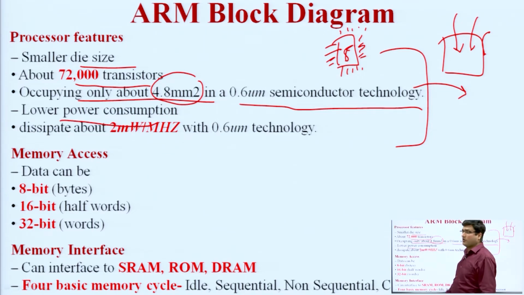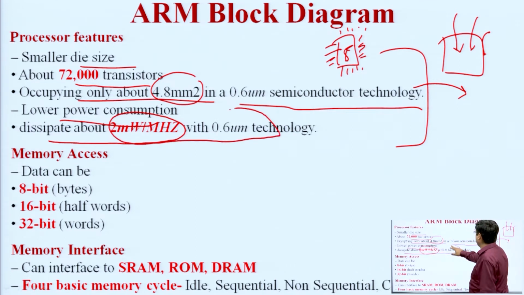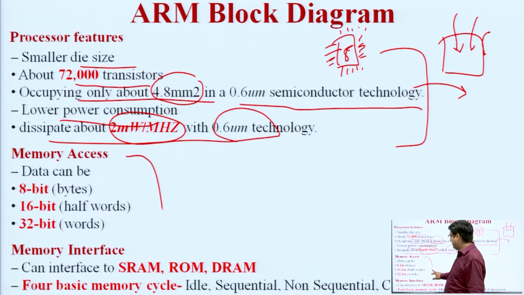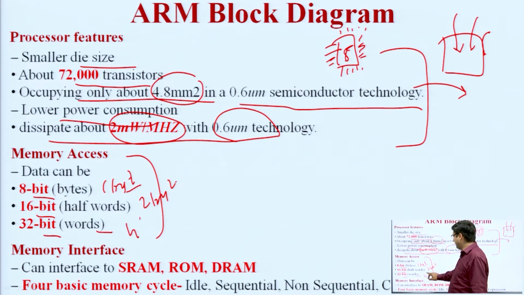The key feature of the microcontroller ARM processor is that it has low power consumption as compared to other processors. It dissipates about 2 megahertz with 0.6 micrometer technology. It has memory access available in 8-bit, 16-bit, and 32-bit. We have seen in the previous slide that data is available as 8-bit, which means 1 byte, 16-bit means half word, which is 2 bytes, and 32-bit means 4 bytes, and 1 word. So, 1 word is equal to 32 bits.